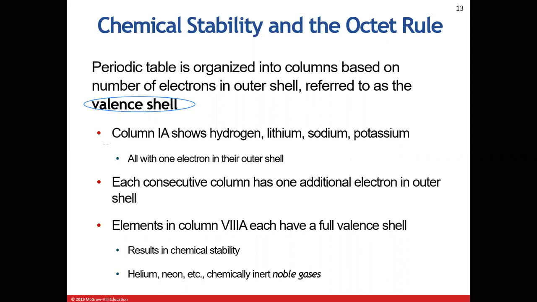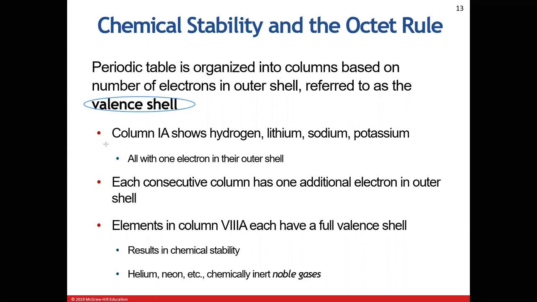So again, look at some of the numbers. Hydrogen has an atomic number of 1. Lithium, an atomic number of 3. Sodium, an atomic number of 11. Potassium, an atomic number, I believe, of 19. So when you start to look at these, hydrogen has 1 proton, or 1 electron, excuse me. So it has 1 electron in its valence shell.